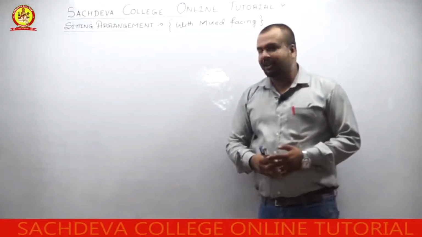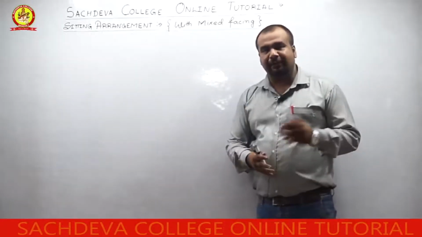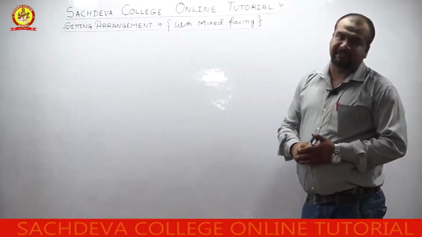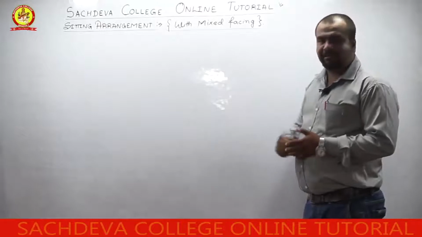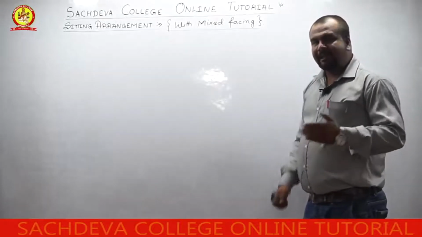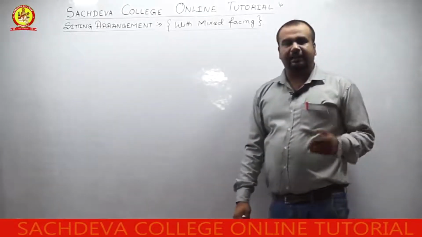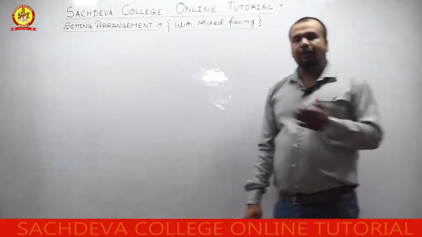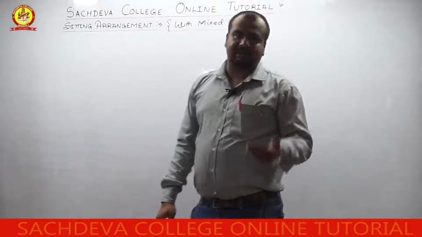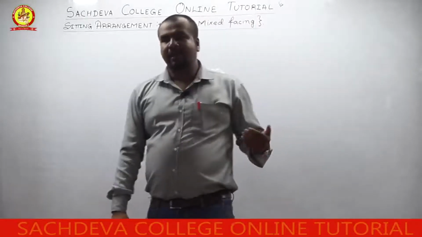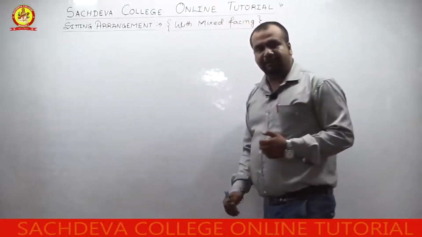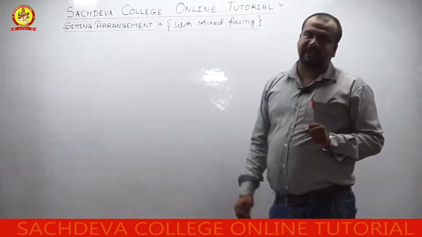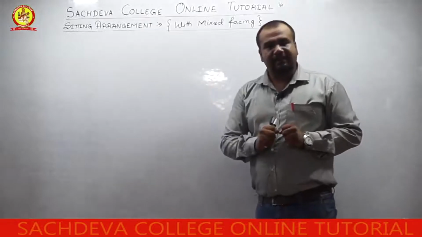Today we will have a session over the new pattern of sitting arrangement, where questions related to mixed facing are asked in the sitting arrangement section. What do we mean by questions related to mixed facing? Traditionally, we have seen questions where 7 people are sitting in a row facing north, or 10 people are facing south. But in this kind of question, some of the persons are facing in north direction and some of the persons are facing in south direction.